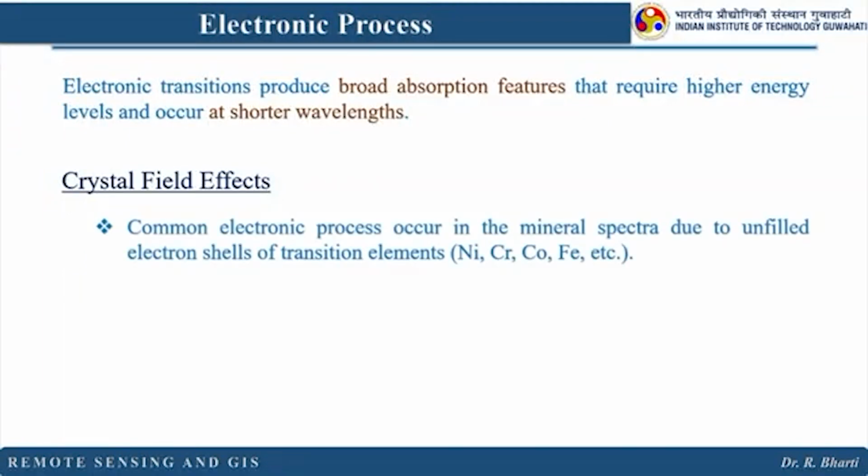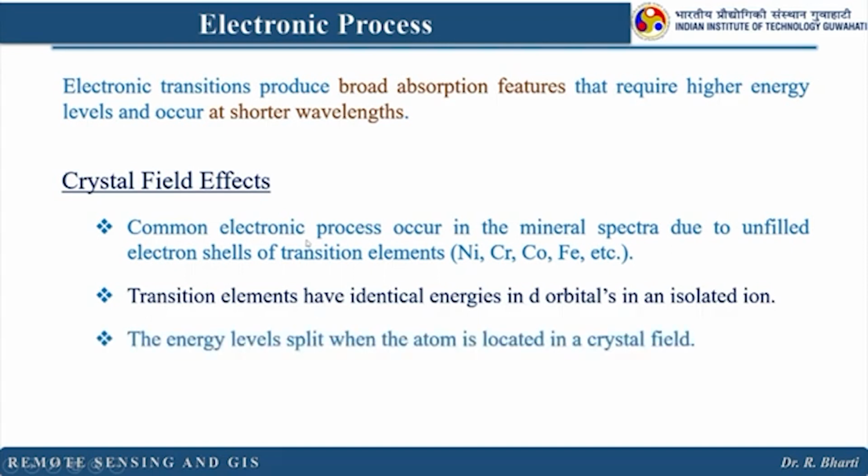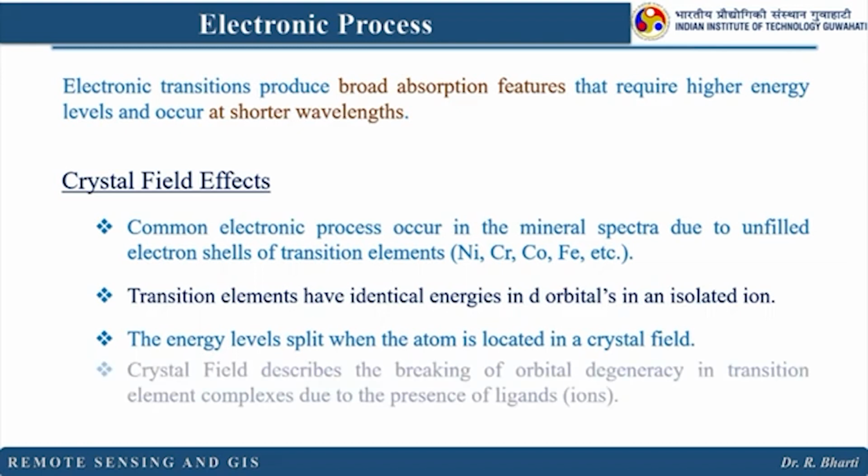So what is happening here? The common electronic process occurring in mineral spectra is due to unfilled electron shells of transition elements like nickel, chromium, cobalt, iron, etc. Transition elements have identical energy in d orbitals in an isolated ion, right. The energy levels split when the atom is located in a crystal field. Crystal field describes the breaking of orbital degeneracy in transition element complexes due to presence of ligands, right.